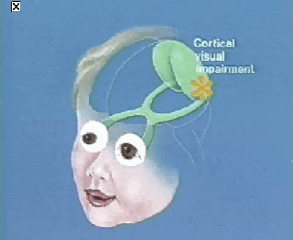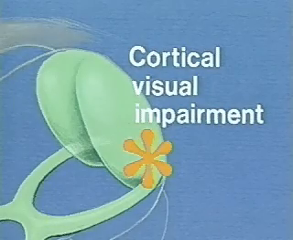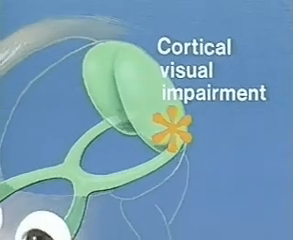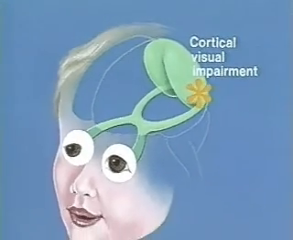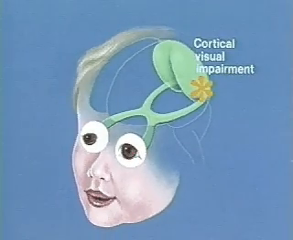A dimensional diagram of a child's head is displayed. Visual pathways, or nerves, from the eyes to the optic chiasm and then to the occipital lobes at the back of the brain are highlighted. Cortical visual impairment, or CVI as it's commonly called, is caused by damage to the visual areas at the back of the brain, called the occipital lobes, or to the pathways immediately leading to these areas.